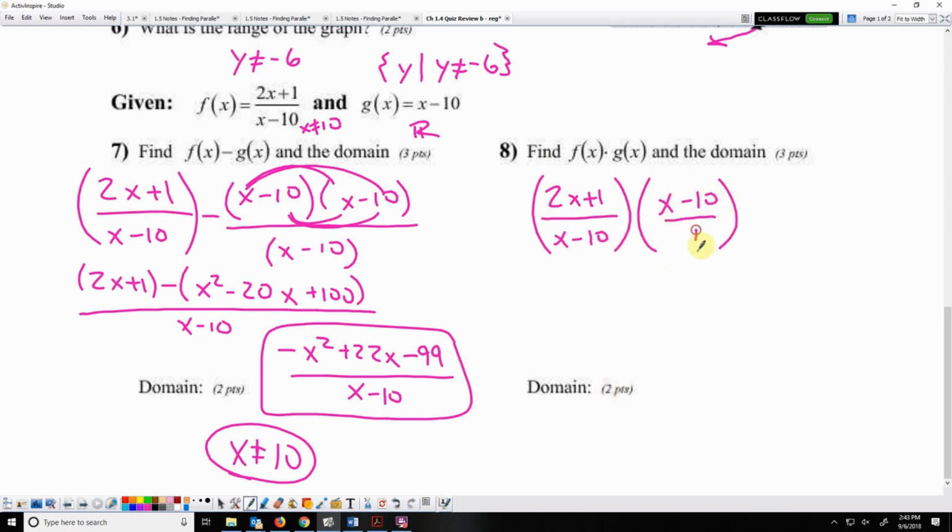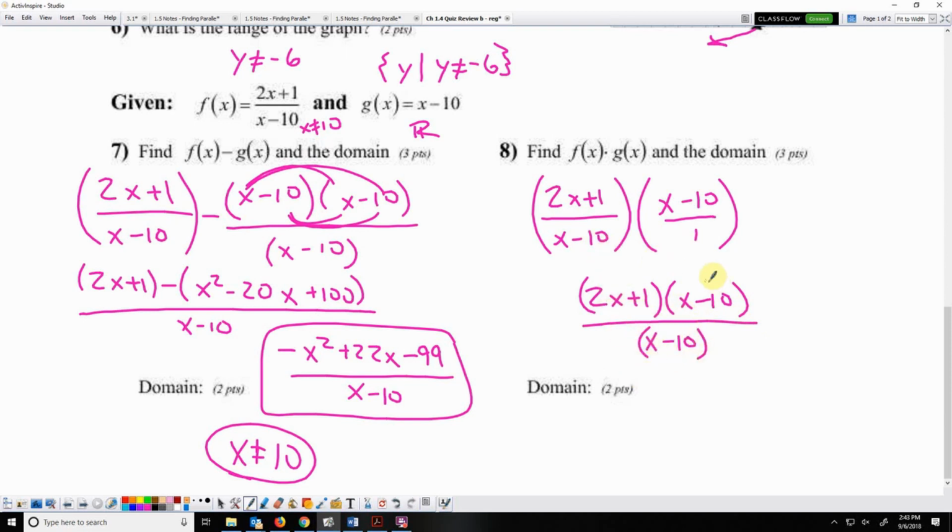I can put this one over 1 if I want to, if that clarifies things for us. So we're multiplying fractions. And when I'm multiplying fractions, I multiply the numerators and the denominators. So I would distribute the 2x and the 1, and then I would do x minus 10 times 1. Now, in this case, though, let me just write that as one single fraction. 2x plus 1 times x minus 10. That's the numerator. X minus 10 times 1 is x minus 10.